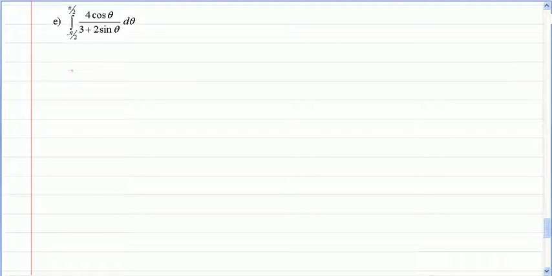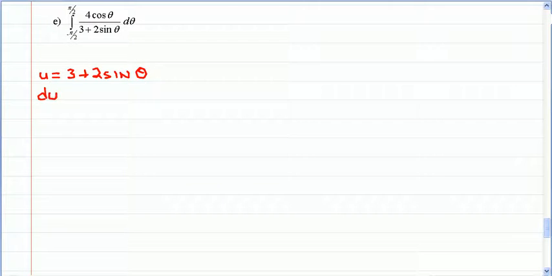The last example, part E, is one that involves trigonometry. So the integral of 4 cosine theta over 3 plus 2 sine theta d theta, and we'll integrate this from negative pi over 2 to pi over 2. I'm going to start with the u substitution using the denominator, 3 plus 2 sine theta.